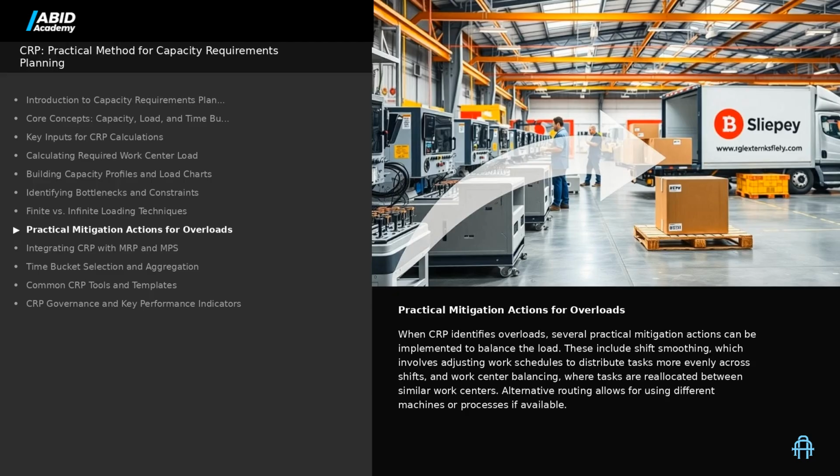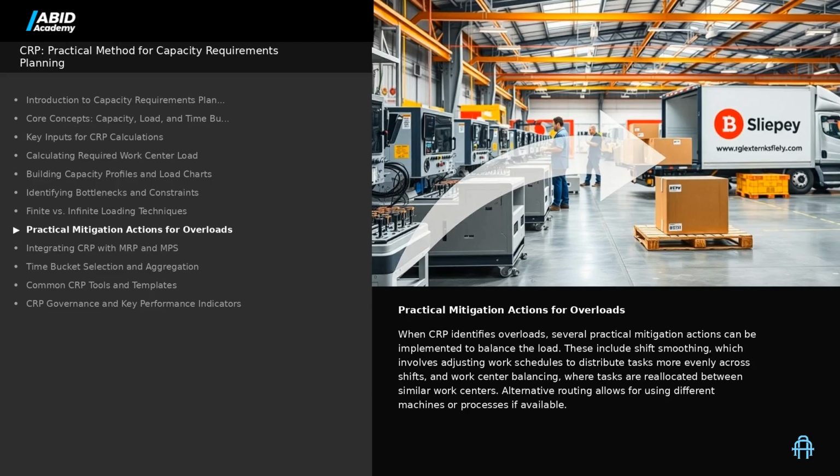Practical mitigation actions for overloads. When CRP identifies overloads, several practical mitigation actions can be implemented to balance the load. These include shift smoothing, which involves adjusting work schedules to distribute tasks more evenly across shifts, and work center balancing, where tasks are reallocated between similar work centers.